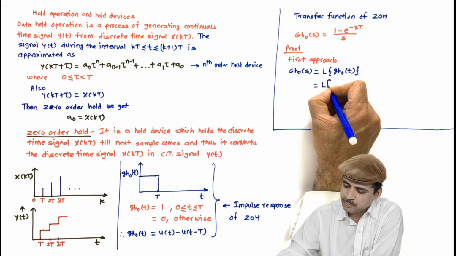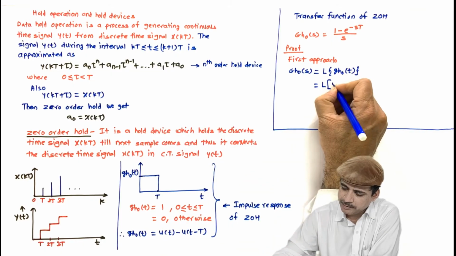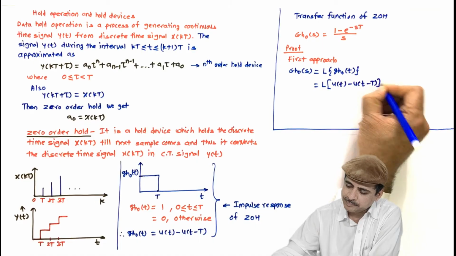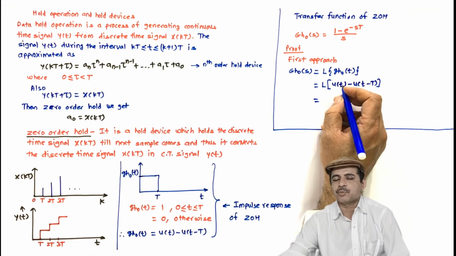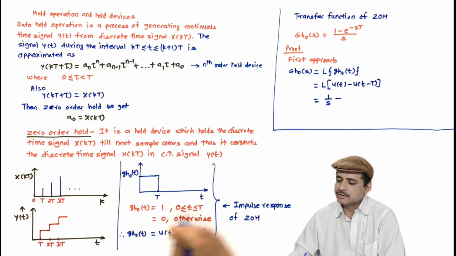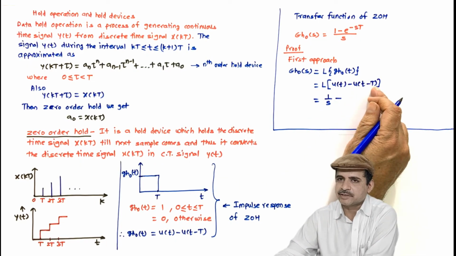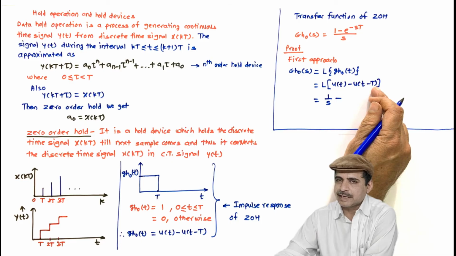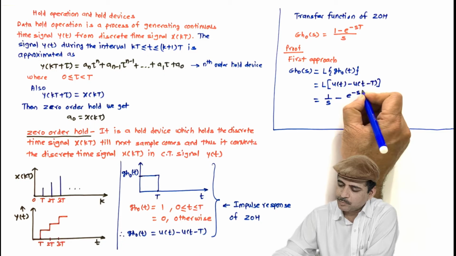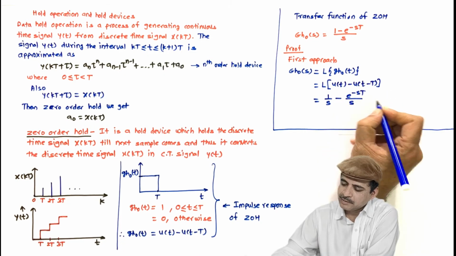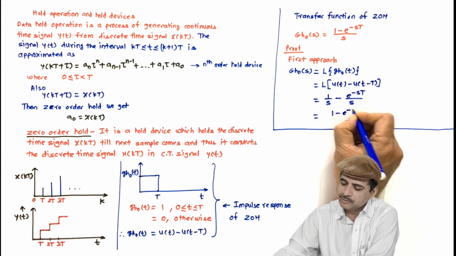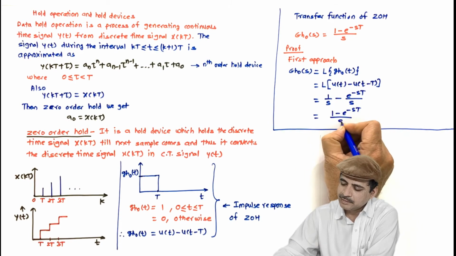So it is Laplace transform of u(t) minus u(t minus T), and that is equal to Laplace transform of u(t), which is 1 by s, minus Laplace transform of u(t minus T). So it is delayed by time instant capital T. So by the shift in time domain property, I get this as e raised to minus sT by s, and that is equal to (1 minus e raised to minus sT) by s.